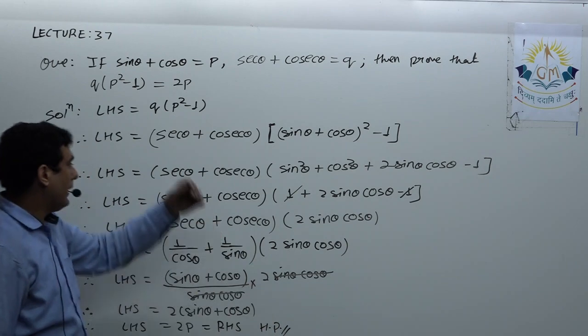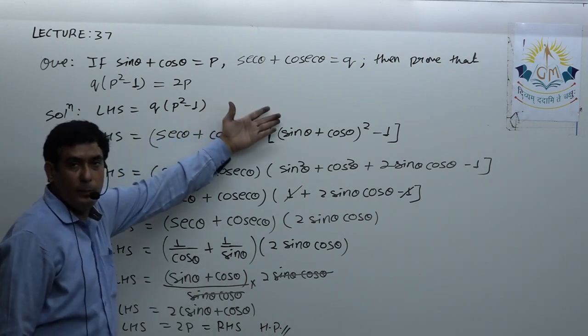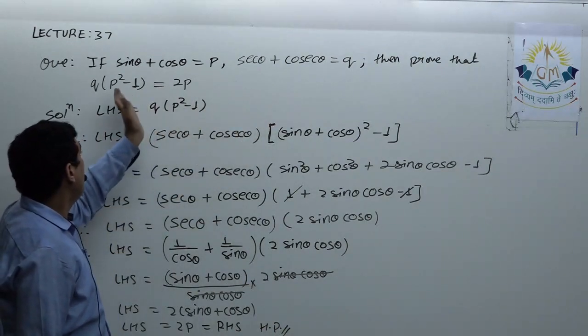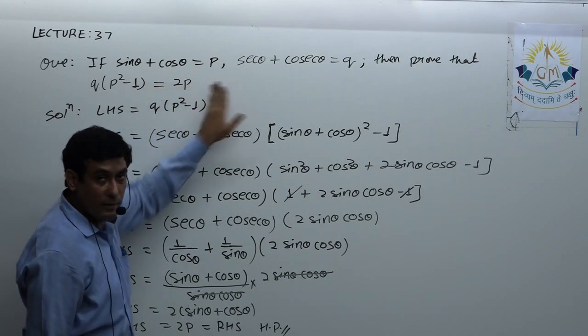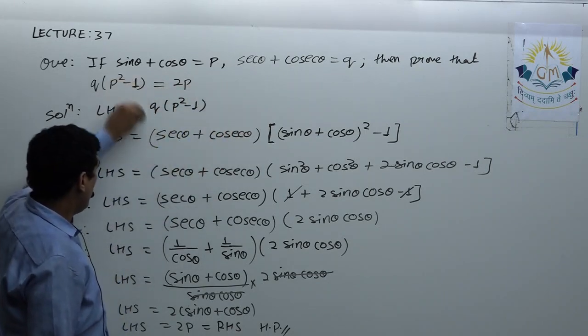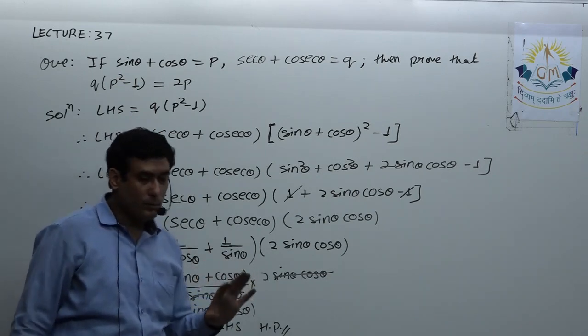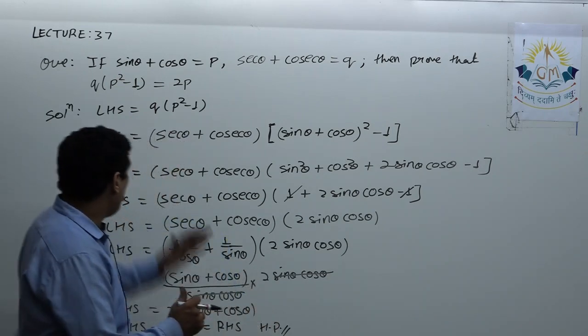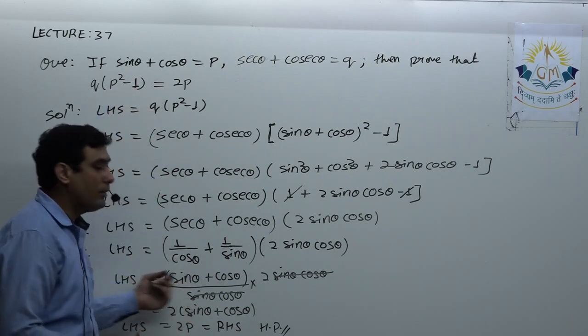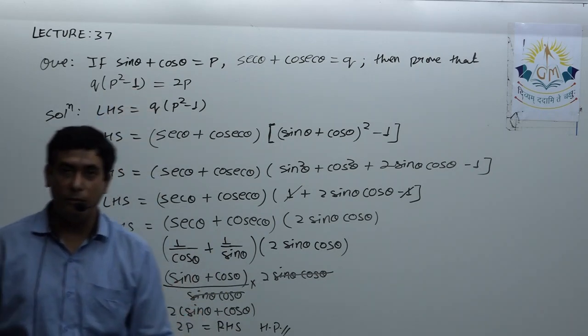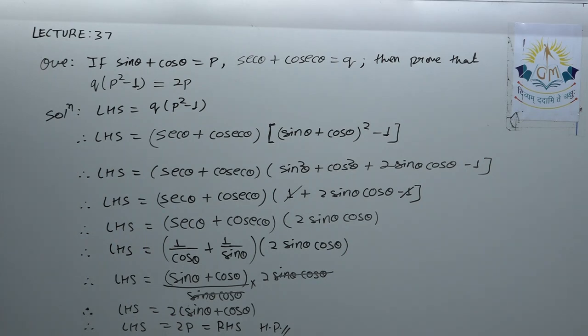See, it was comparatively easier than the previous one. Over there we solved left hand side and right hand side separately. Here just by solving the left hand side we got the right hand side. But if you are not able to prove from left to right, you can solve them separately as well. So note it down, then we'll see the next question.